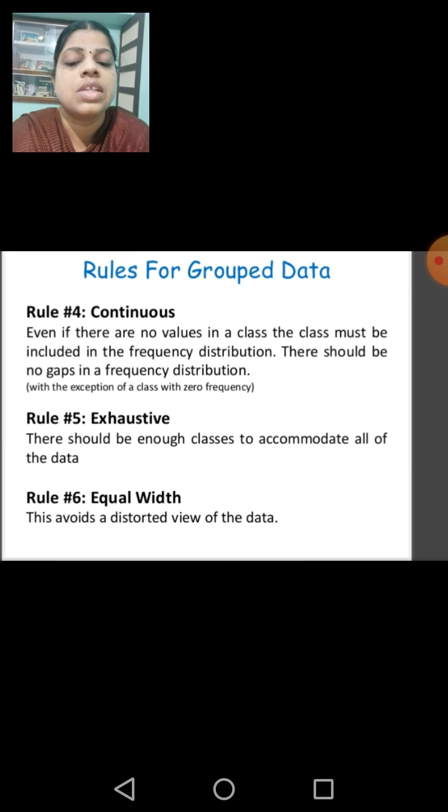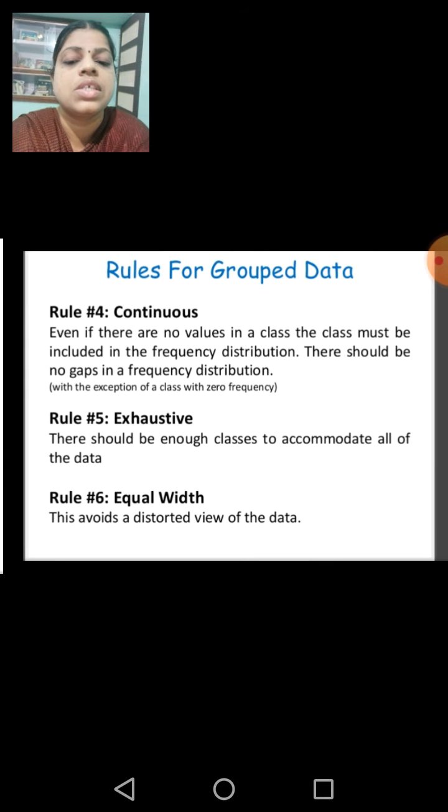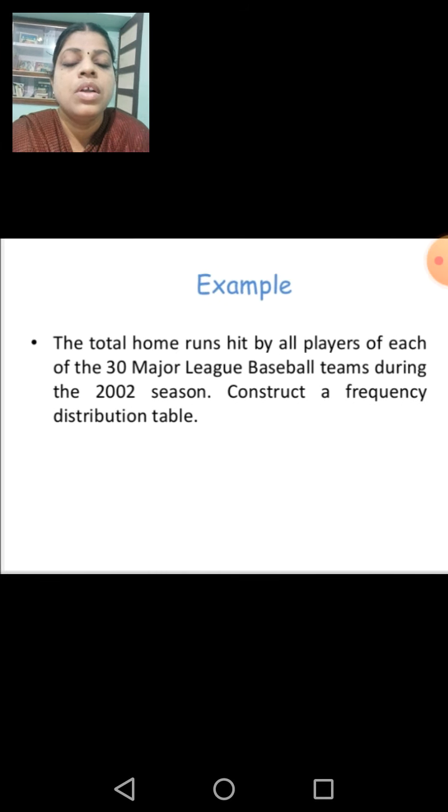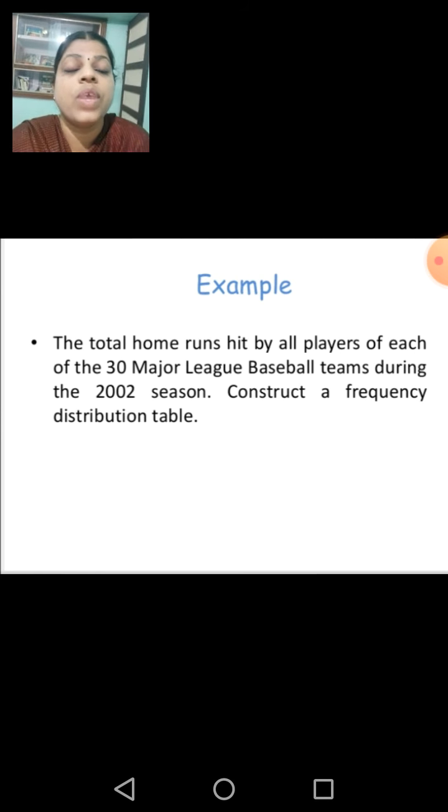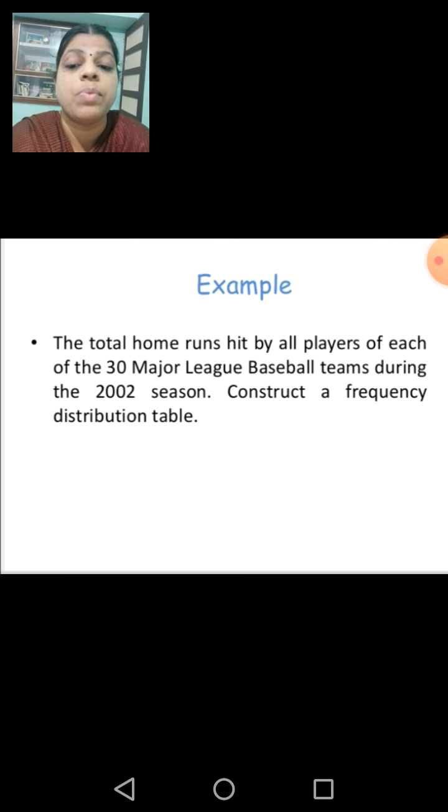Understood? Yes, that is rule number 6. An example is given here: the total home runs hit by all players of each of the 30 Major League Baseball teams during the 2002 season. Construct a frequency distribution table.